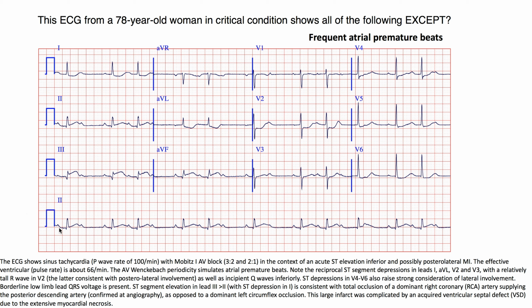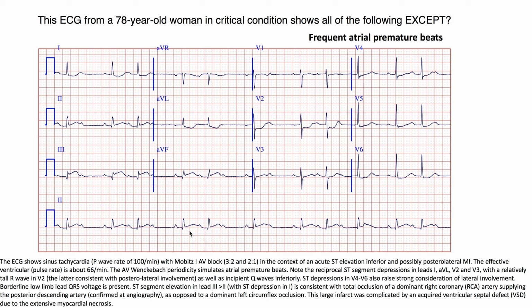This ECG shows sinus tachycardia with a P-wave rate of about 100 beats per minute with a Mobitz type 1 AV block, 3:2 as well as 2:1, in the context of an acute ST elevation inferior and possibly posterolateral myocardial infarction. The effective ventricular pulse rate is about 66 beats per minute. The AV Wenckebach periodicity simulates atrial premature beats.